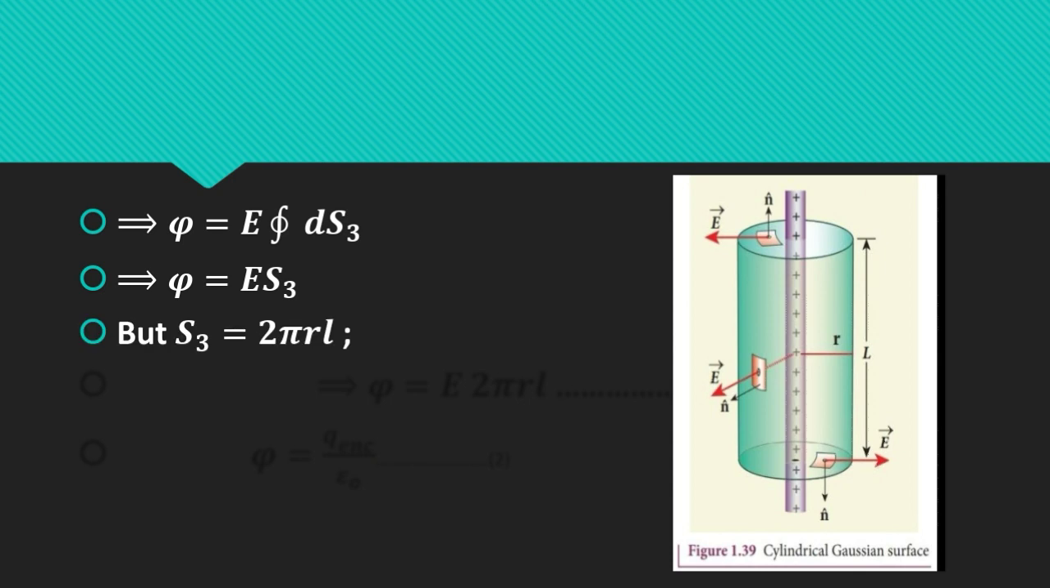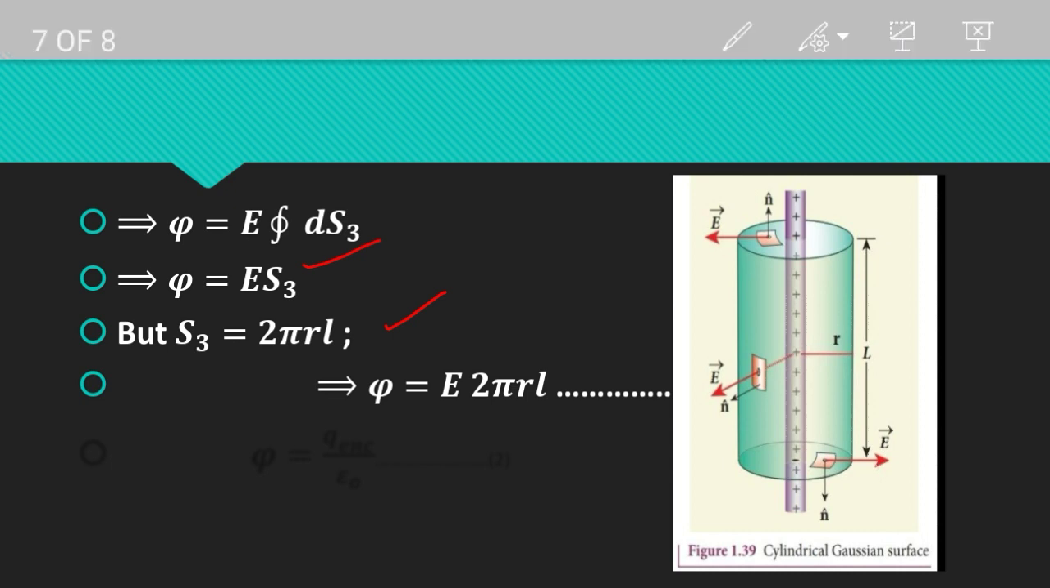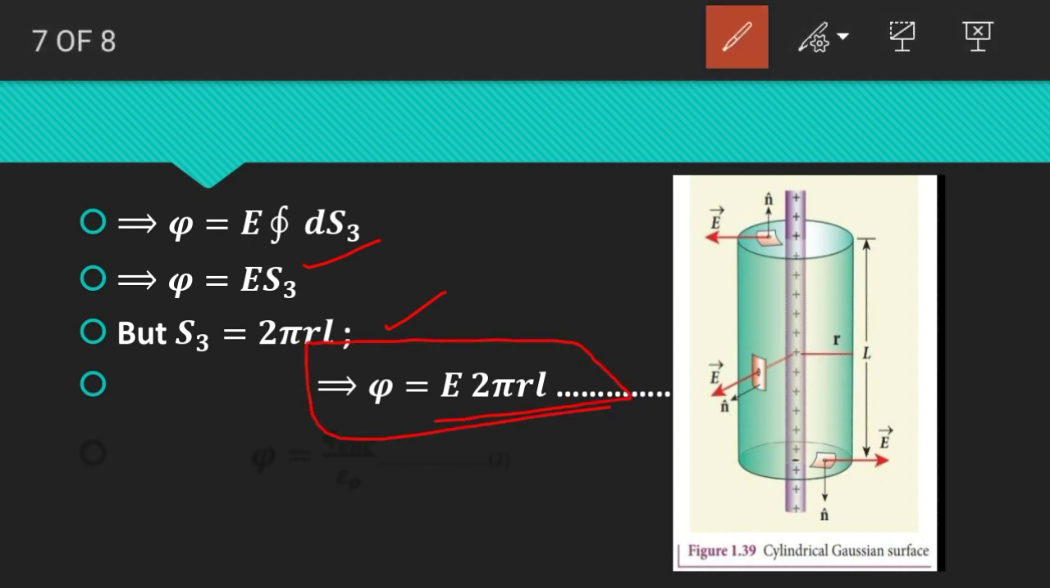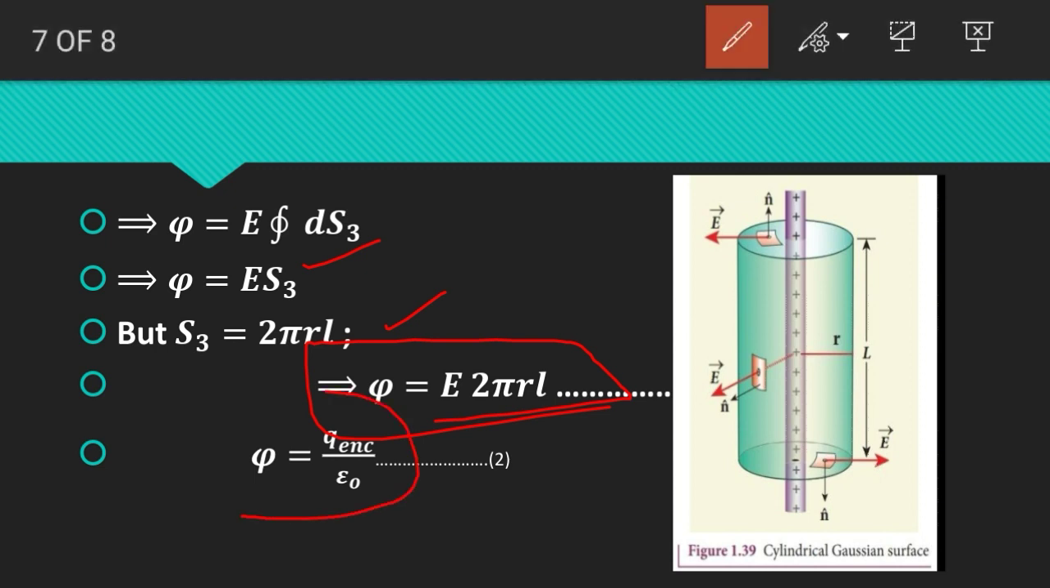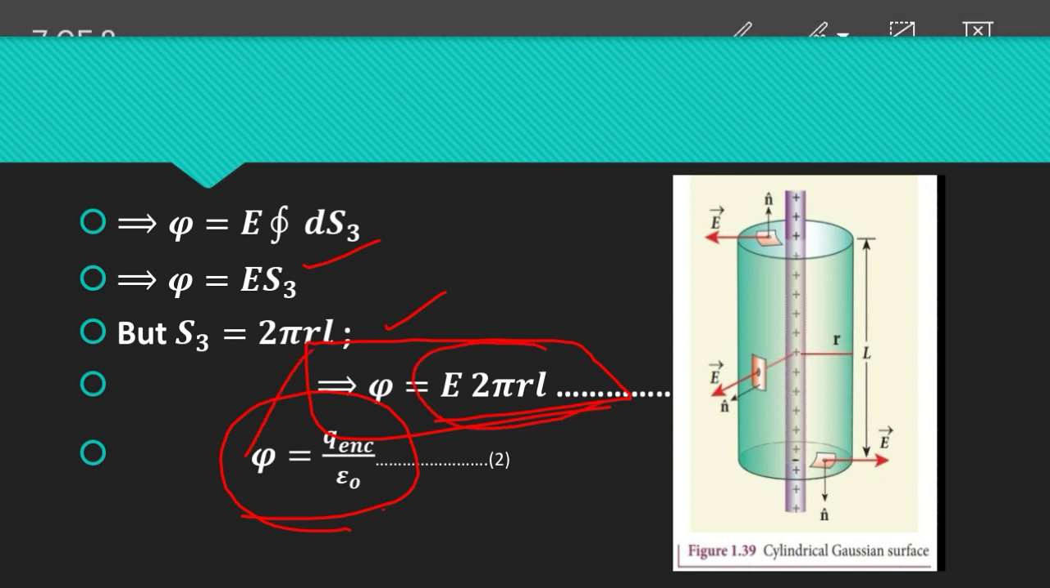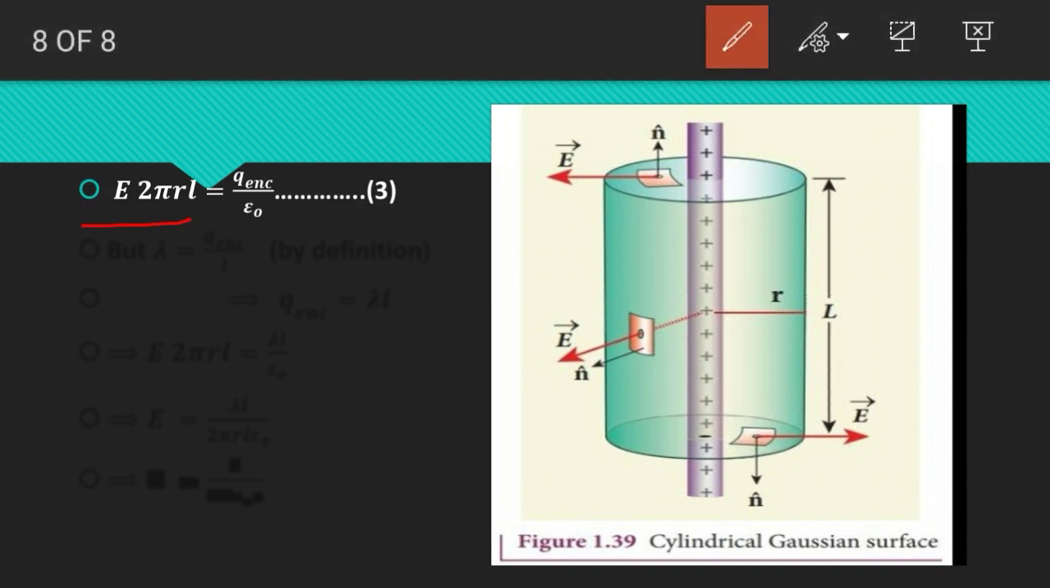Now S3 is equal to 2 pi r into L. So I have to substitute S3 by 2 pi r into L. So phi will be E multiplied by 2 pi r into L. That's the equation that I have to remember. Now from Gauss law we know that phi is equal to Q enclosed divided by epsilon 0. So phi can be replaced by E into 2 pi r into L, right? Then on the right hand side we have, as usual, Q enclosed divided by epsilon 0.